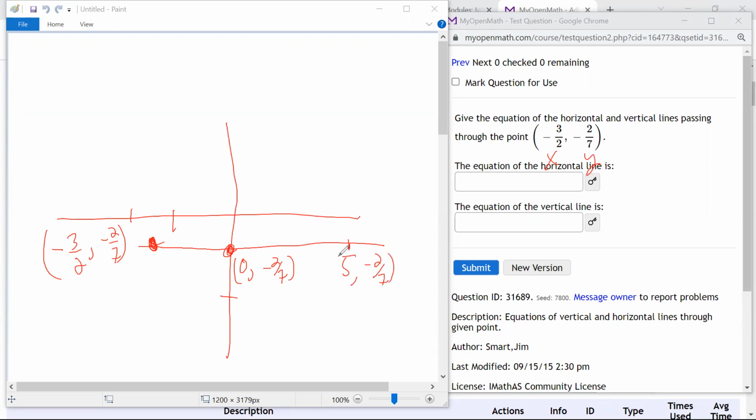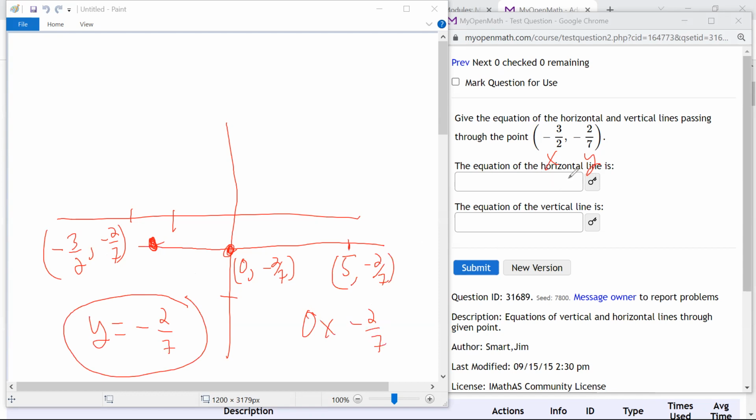And so what I'm hoping you remember is that for horizontal lines, y is always the same. Because they gave me 1 point on the line, I know the rest of the points on that line have the equation y equals -2/7. So that's the equation because it's a zero slope, right? So no rise, no run. So it'd be 0x minus 2/7.